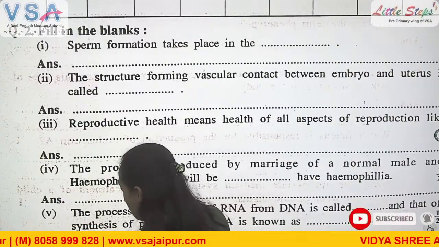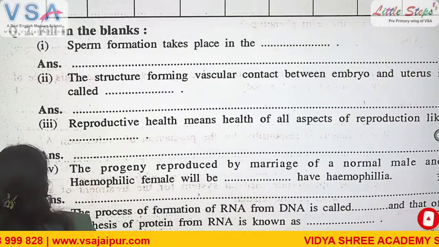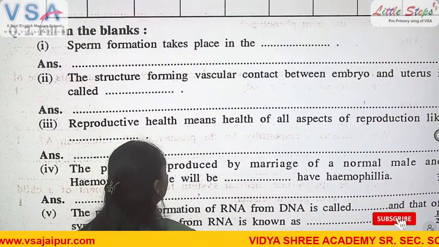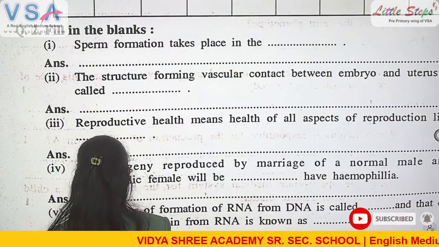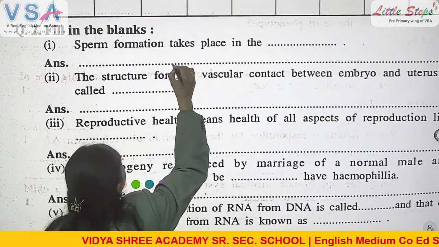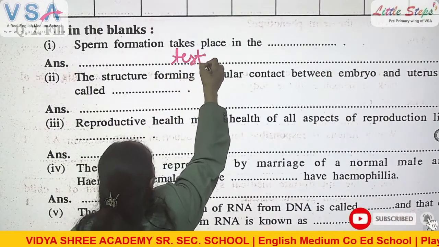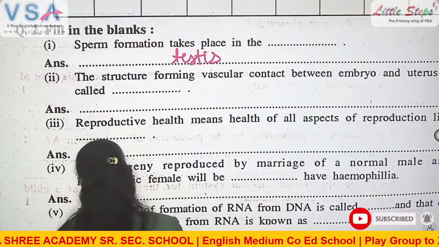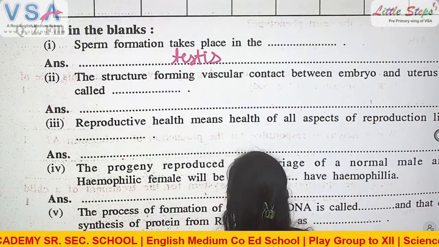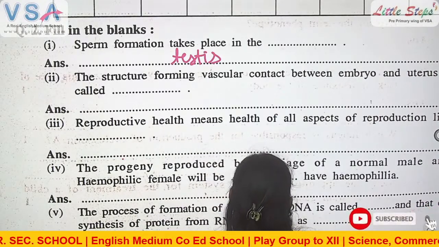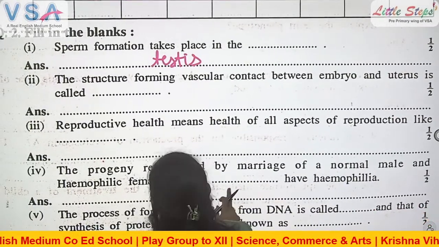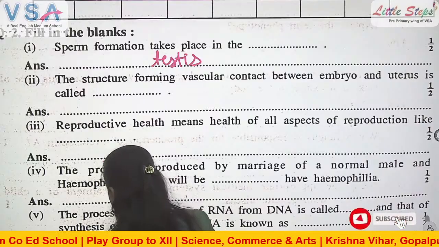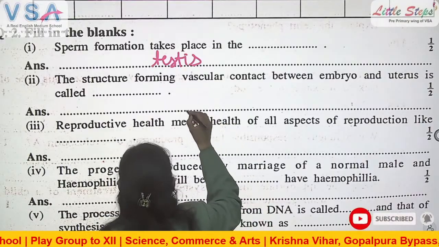Now, these are the fill in the blanks. Now, the first sperm formation takes place in the... कहां पर होगा? टेस्टिस. What is the right answer? Testis. The structure forming vascular contact between embryo and uterus is called... So this is called placenta.